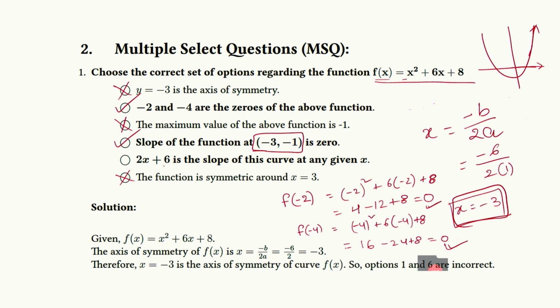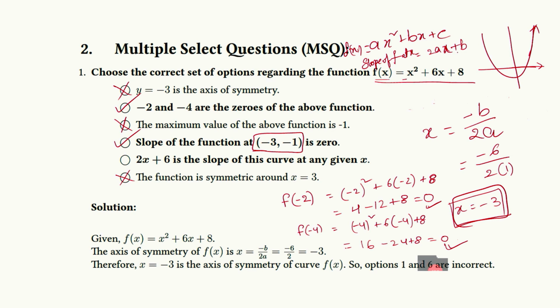Next option. 2x plus 6 is the slope of this curve at any given x. So we already know that if we have any quadratic function of the form f of x is equals to ax square plus bx plus c, the slope of f at any given x will be 2ax plus b. This we already know.